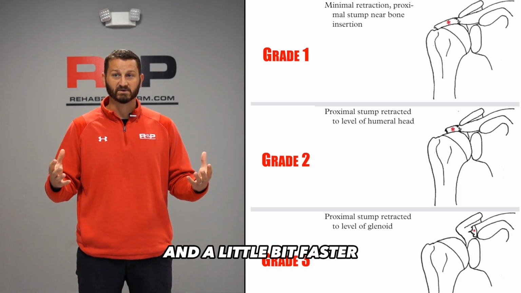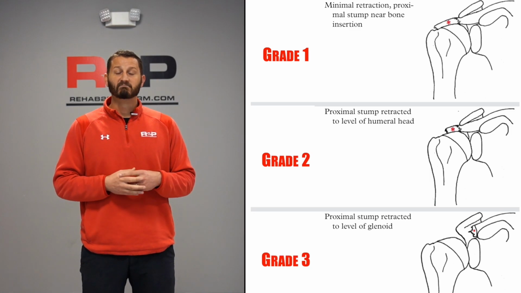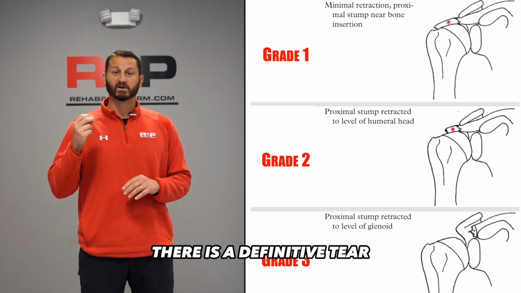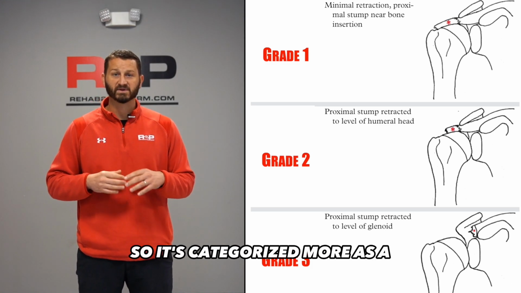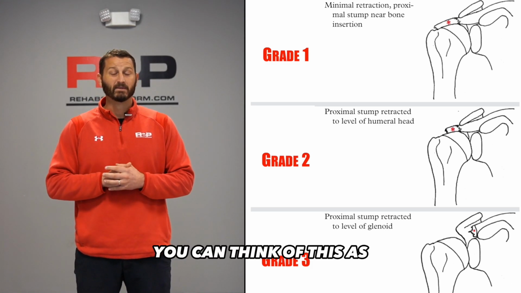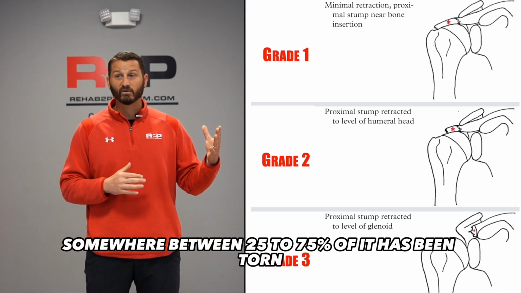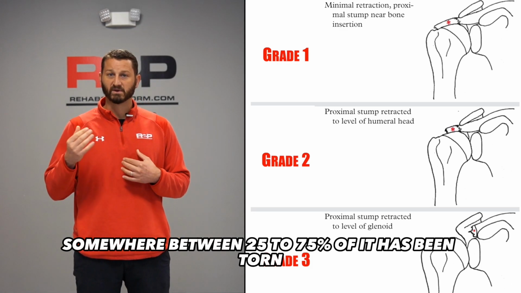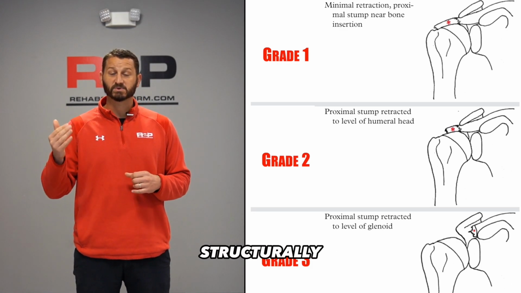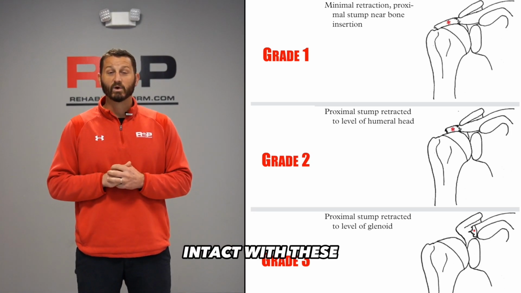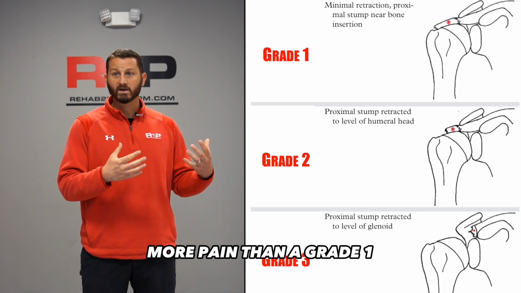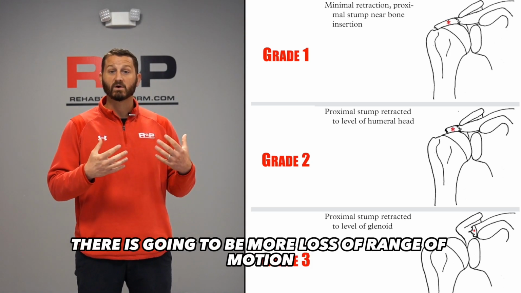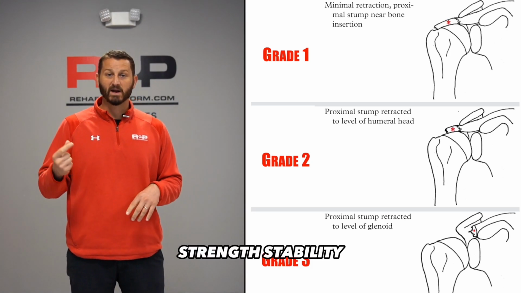A grade 2 injury means that yes, there is a definitive tear, but it is not a full tear, so it's categorized more as a partial tear. You can think of this as somewhere between 25 to 75% of it has been torn, but it is still structurally intact. With these, there is often more pain than a grade 1. There is going to be more loss of range of motion, strength, stability.